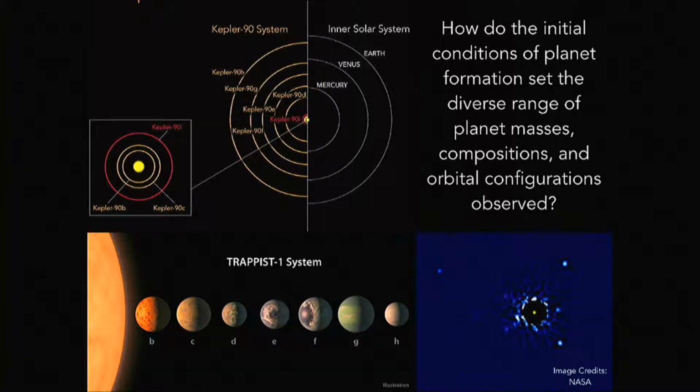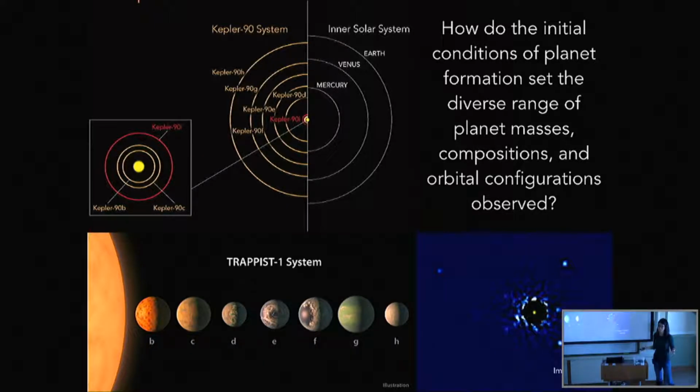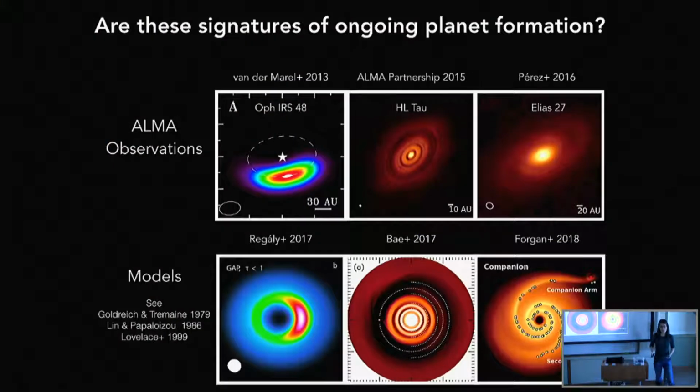We observe protoplanetary disks because we want to understand how the initial conditions of planet formation set the diverse range of exoplanet masses, compositions, and orbital configurations that we see in surveys. Over the last few years, ALMA has really been transformational in our understanding of protoplanetary disk structure. It turns out that the smooth disks of yesteryear are actually quite complicated. We see large-scale azimuthal asymmetries, concentric gaps and rings, and spiral arms. And from a planet formation standpoint, this has been really exciting because these features have long been predicted to be the outcomes of planet-disk interactions.